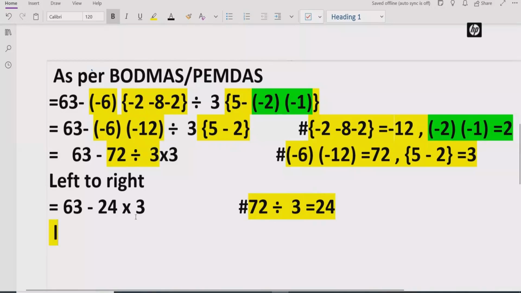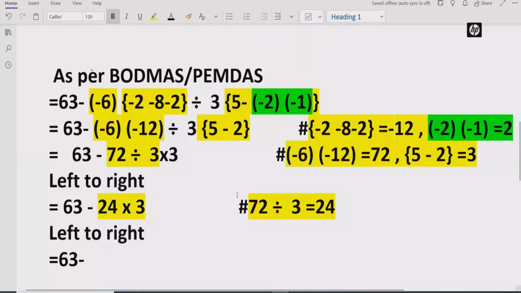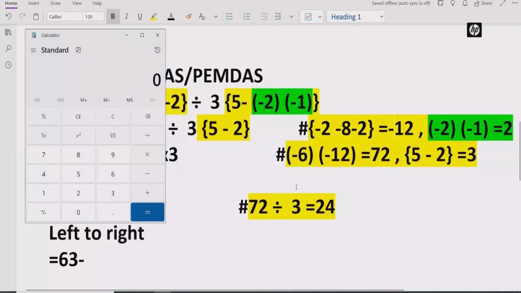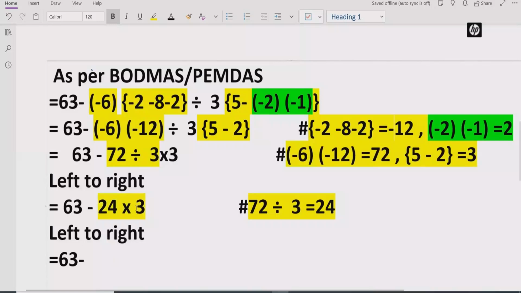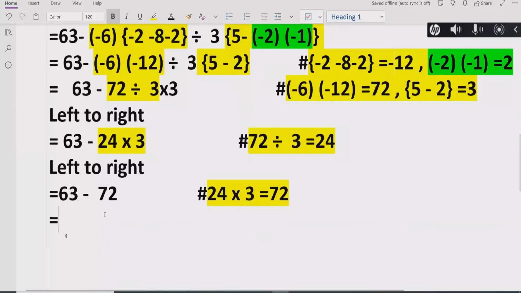Again, we have to go left to right in our expression, and here we have another multiplication. So we will solve this one now. We will write 63 minus 24 multiplied by 3, which equals 24 multiplied by 3 equals 72. So now we have only two terms which are subtract integers. It will be 63 minus 72, so it becomes equal to -9.